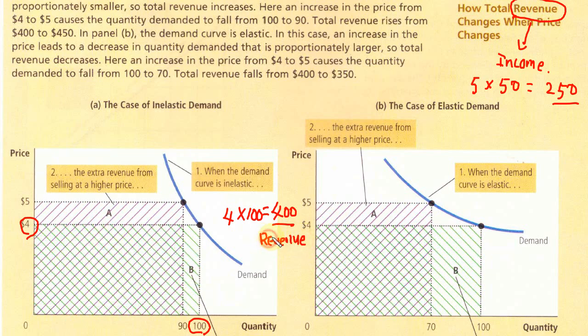Okay, this is your profit. And then in this case, you see that once the price increased $1, look at here, your quantity demanded is reduced from here. 10 reduced, then you will multiply 5 plus 900.